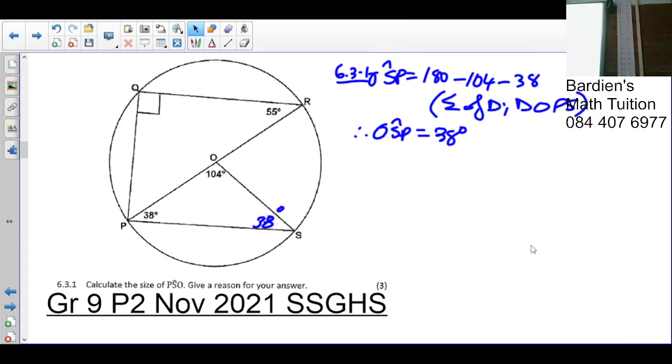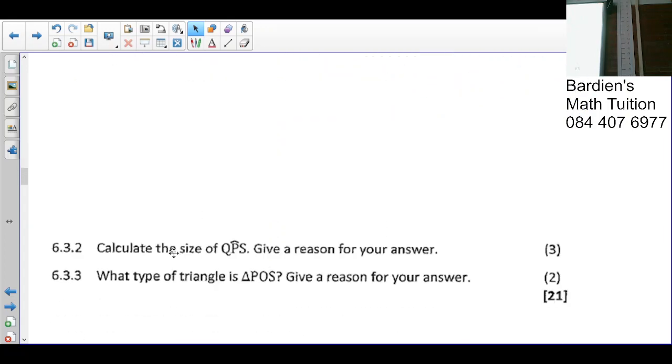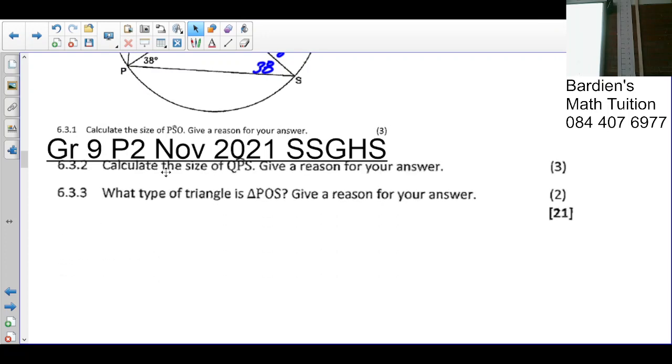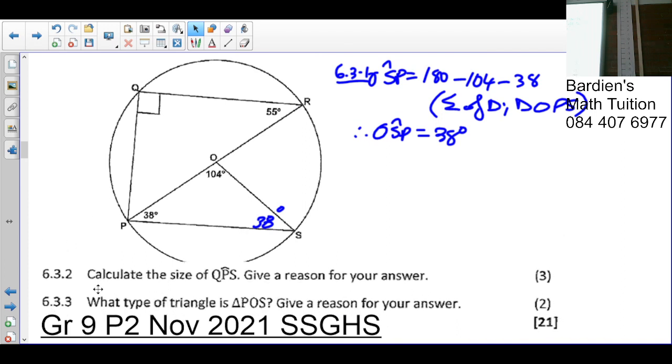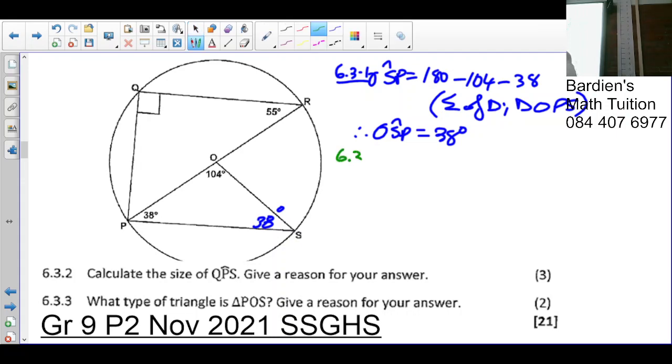I'm sure there's another question. Here we are told to calculate the size of QPS. Okay, there at the back, please settle down. QPS, the whole angle. But in order to calculate QPS, I first need to calculate QPR. Once I have that, I can add 38 and then get QPS. So how am I going to calculate this angle?